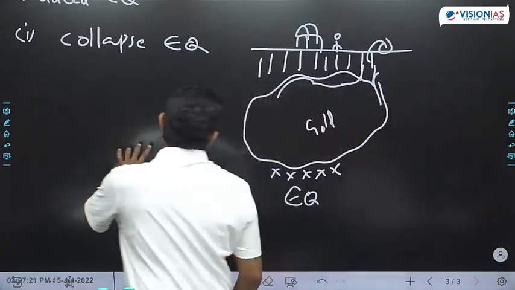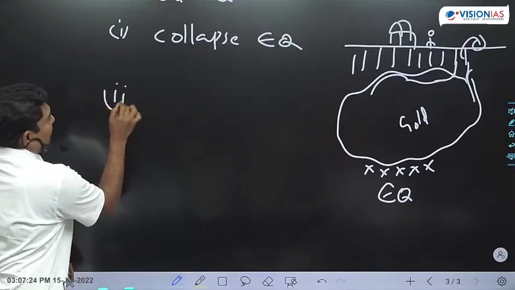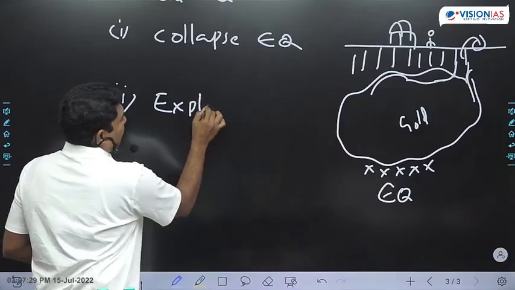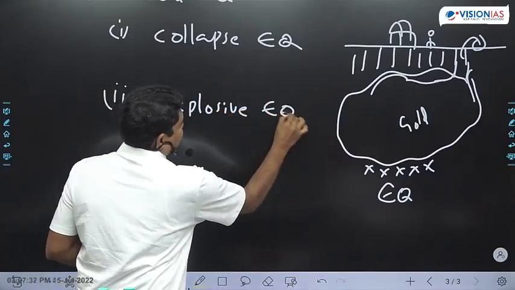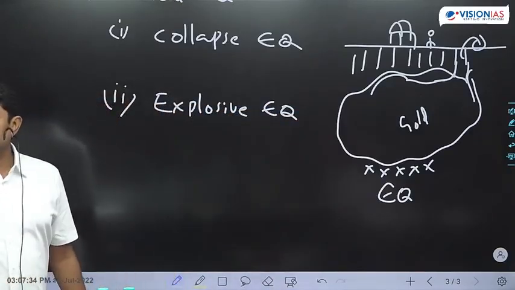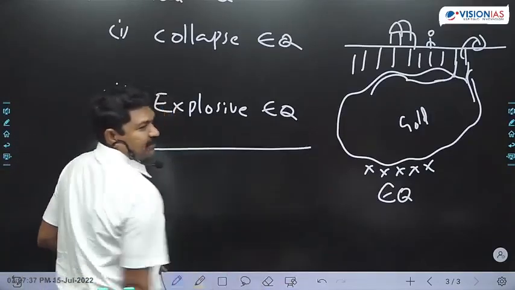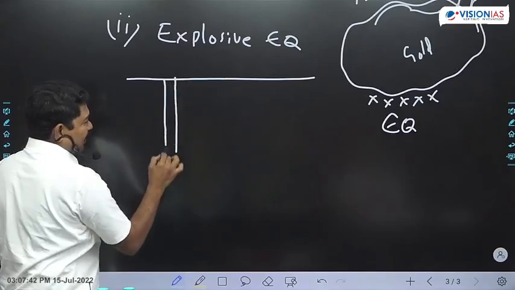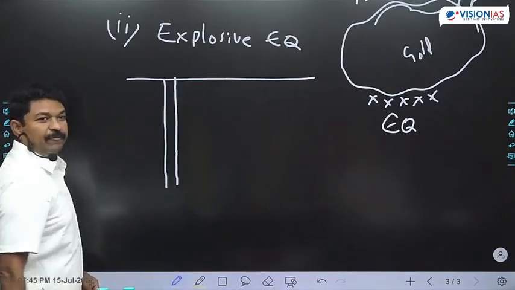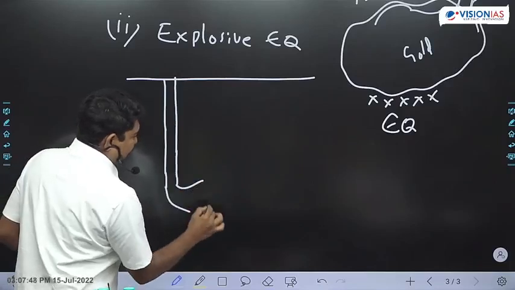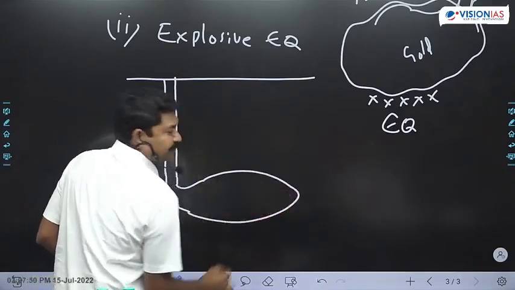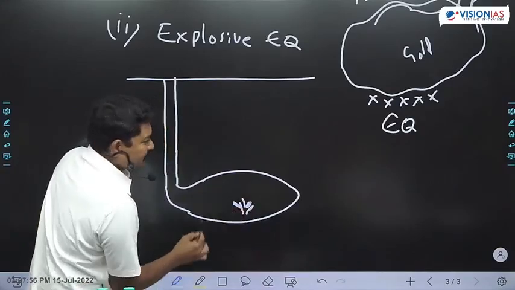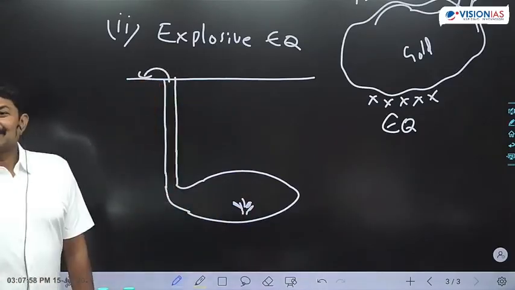The next one, after the collapse earthquake, a very, very important one, is called explosive earthquakes. What do you mean by explosive earthquake? This is the surface. In the deep inner layers, the man goes maybe 3 kilometers, maybe 4 kilometers deep, and in this gap he places the bomb and comes out. What is that bomb?